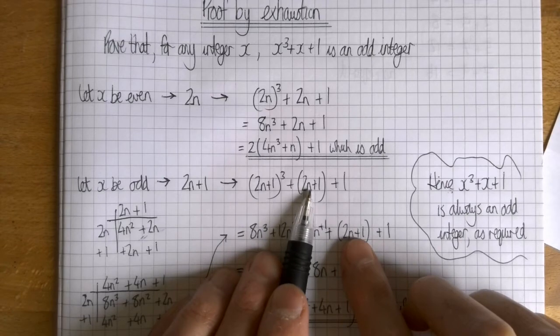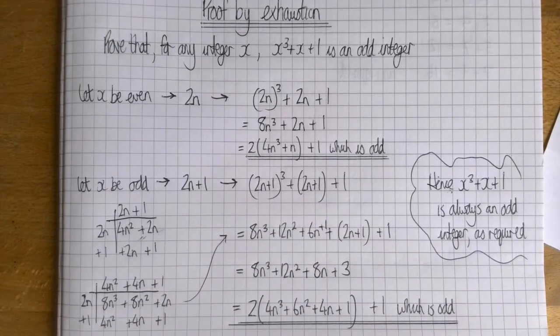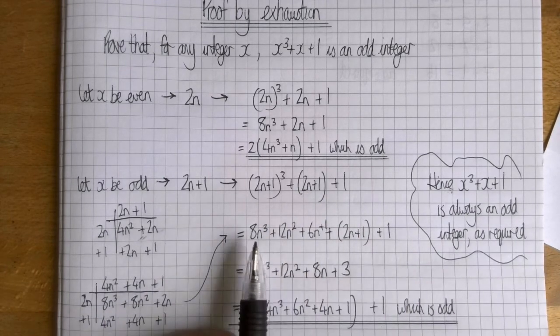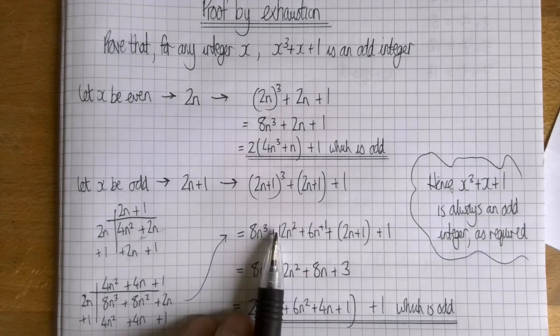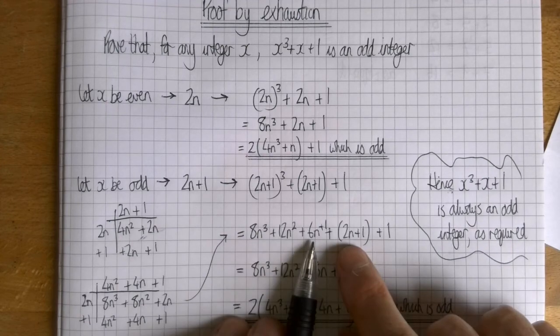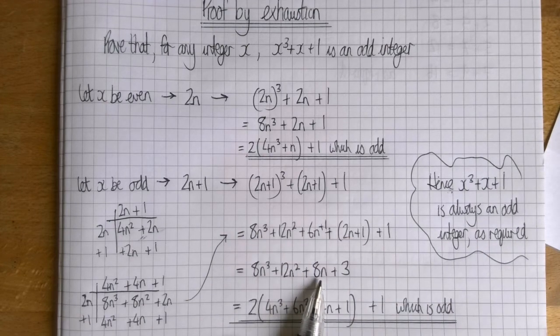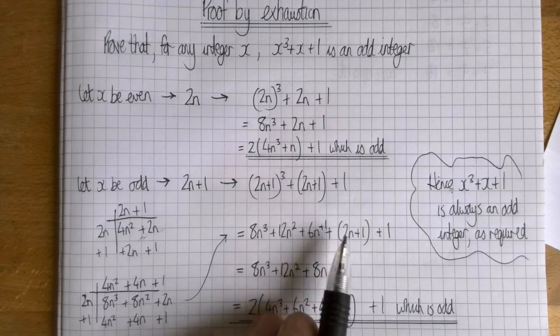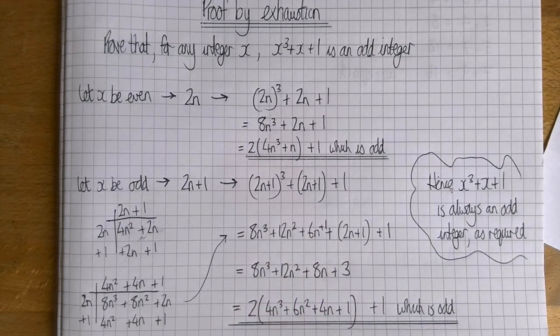You've then got your plus 2n plus 1 still there. So if you simplify all that, you've got your 8n cubed, your 12n squared, you've got 6n and 2n, which gives you 8n, and then you've got a 1, a 1 and a 1, which gives you 3.